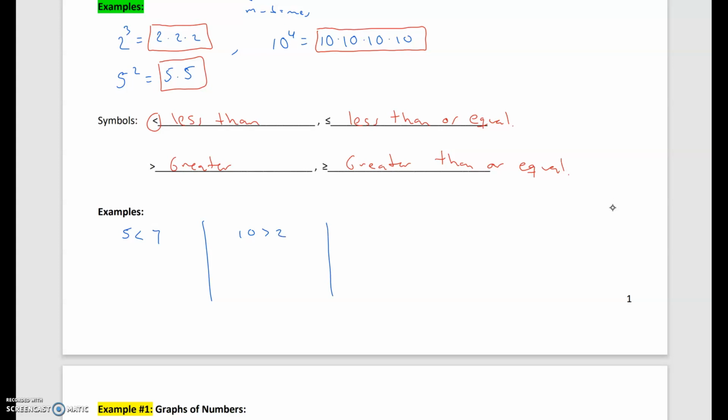And then the ones that are a little bit confusing are these, because when it says less than or equal, as long as one of these two is true, the statement is true. So for example, 10 is less than or equal to 10. 10 is not less than 10, but it is equal. So in this case, that's a true statement. Or you could also say 10 is greater than or equal to 2. So 10 is not equal to 2, but it is greater. So or means as long as one of them is true, the whole statement is true.